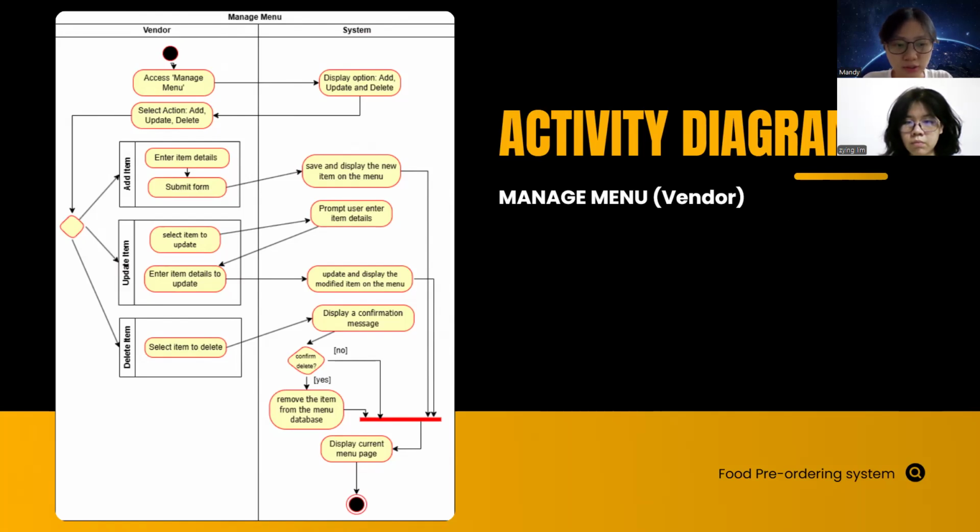Lastly is the delete item. So the vendor selects items to delete, and it will display the confirmation message. If confirmed yes, then it will remove the item from the menu database. If not, then it will display the current menu page.